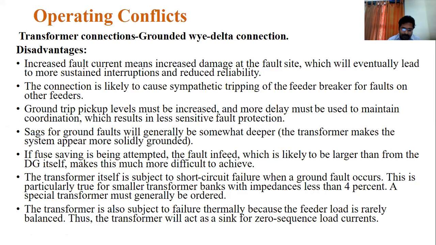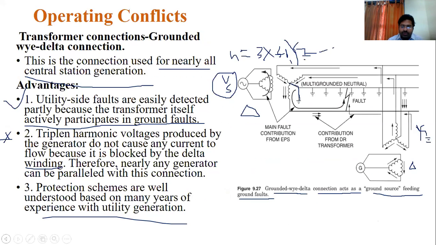Okay, there are so many drawbacks. Now once again, observe this one. On the source side, the generator side, we are connecting delta. Remember, the secondary side of this transformer is connected to the feeder point. At the same time, the star is connected here, to this connection.